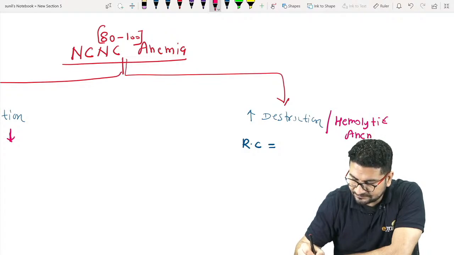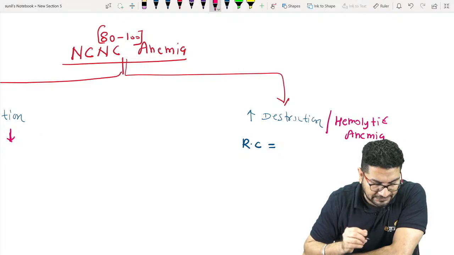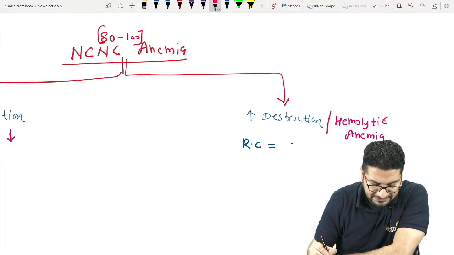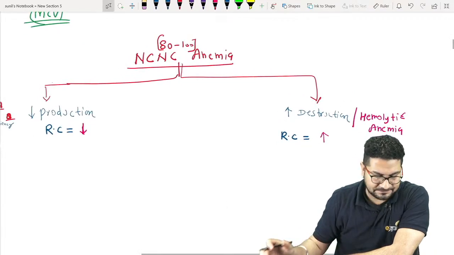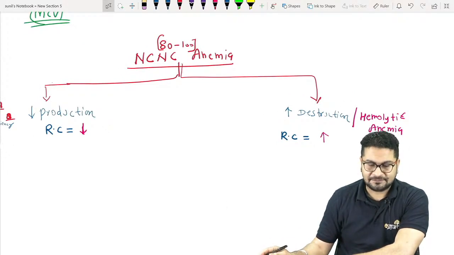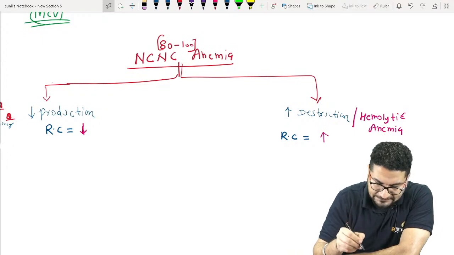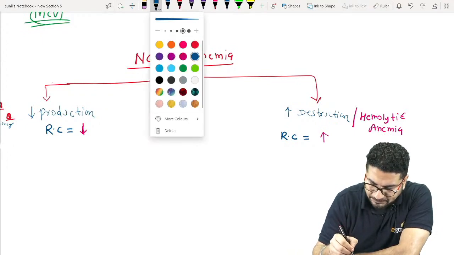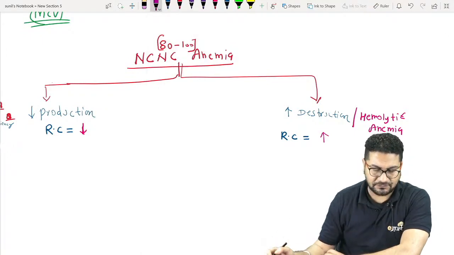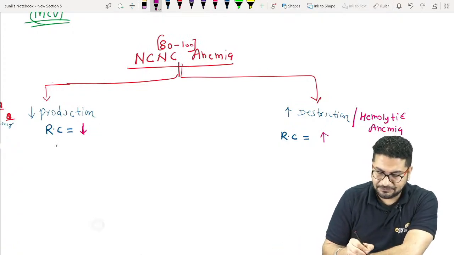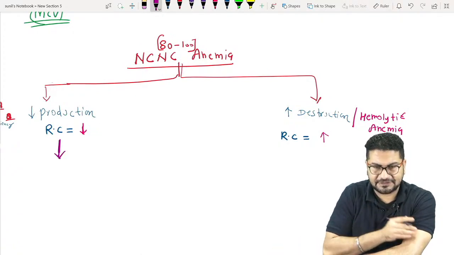Hemolytic anemia. So what about reticulocyte count? In hemolytic anemia, reticulocyte count will increase. Am I clear? Is it clear? Now just try to understand this. If I say decreased production, it means there is decreased production of RBCs. So when you say decreased production, understand this.